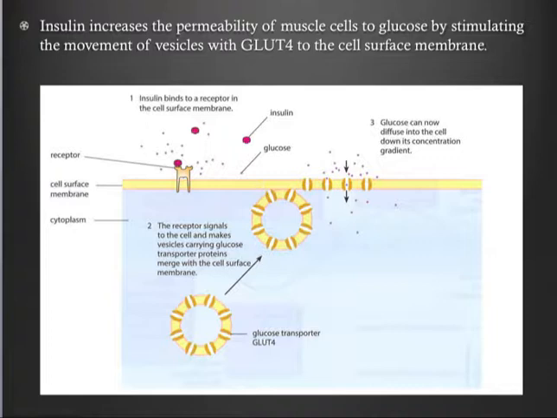Insulin also stimulates the activation of the enzyme glucokinase, which phosphorylates glucose. And this will trap glucose inside cells because phosphorylated glucose cannot pass through the transporters in the cell surface membrane. Insulin will also stimulate the activation of two other enzymes, which together add glucose molecules to glycogen. And this increases the size of the glycogen granules inside the cell.